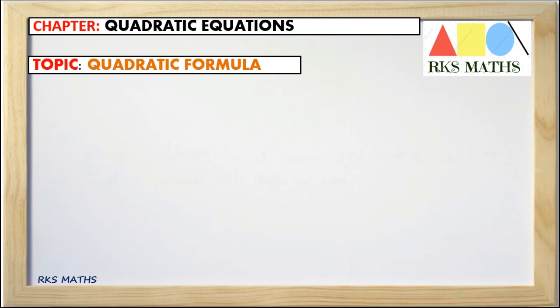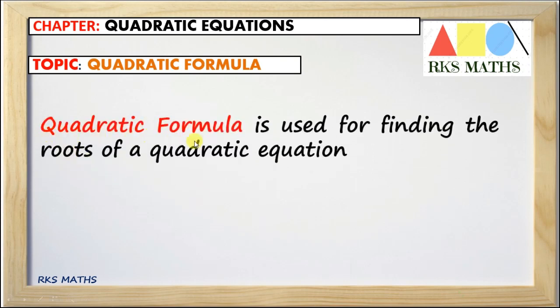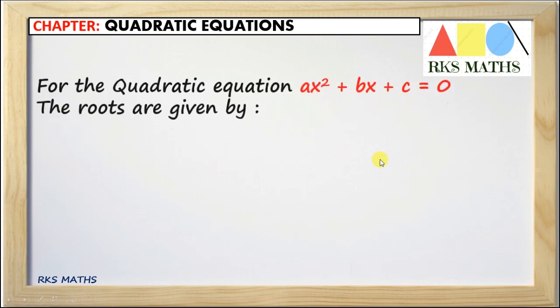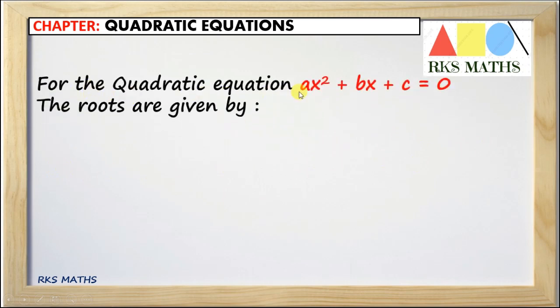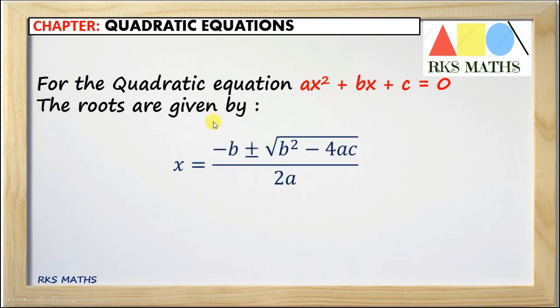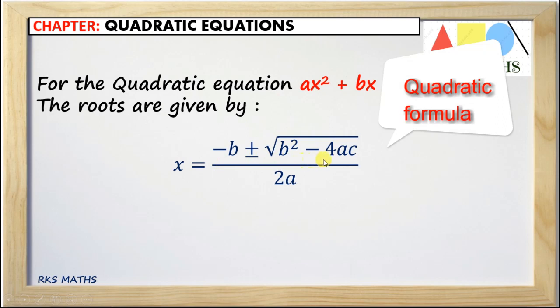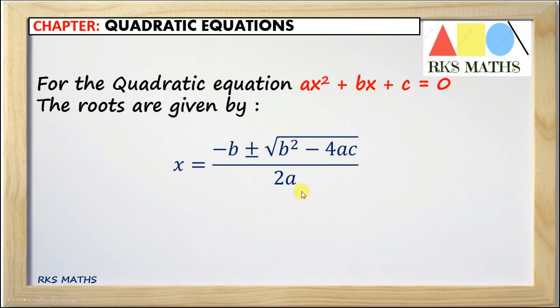So what is the quadratic formula? Students, the quadratic formula is used for finding the roots of a quadratic equation. For the quadratic equation ax square plus bx plus c equal to 0, the roots are given by x is equal to minus b plus minus under root b square minus 4ac upon 2a.